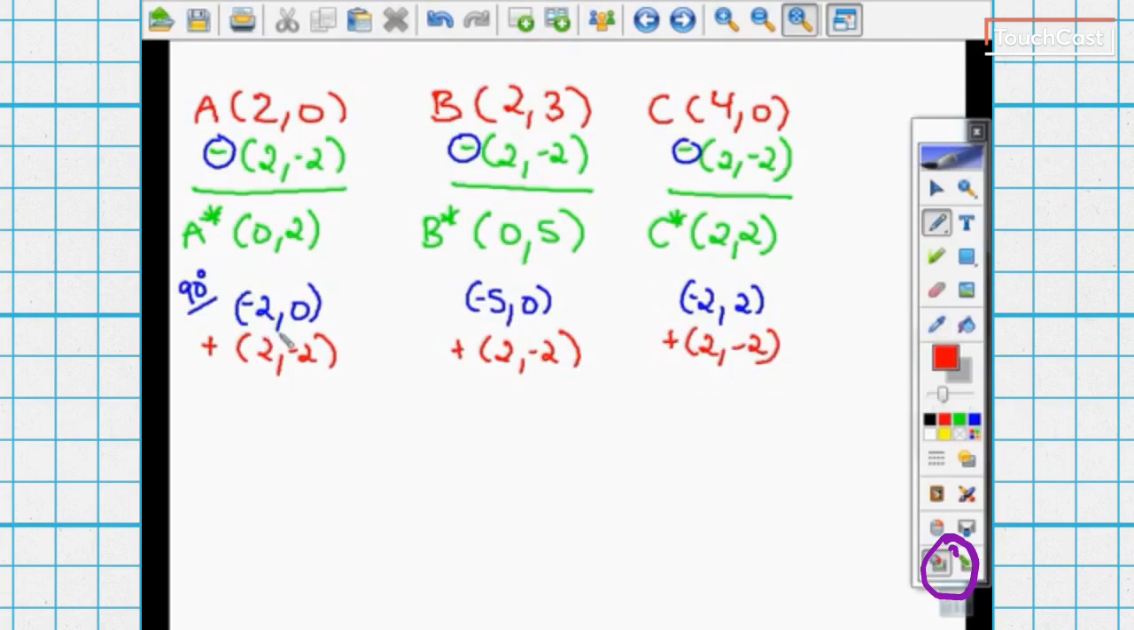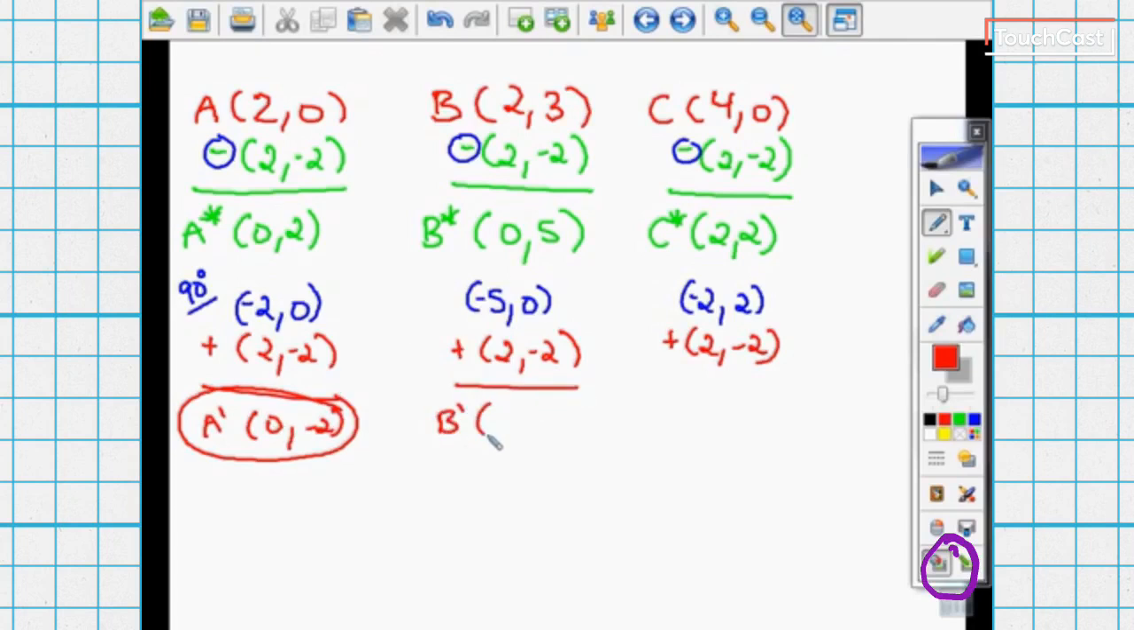Okay, so -2 plus 2 is 0. 0 plus -2 is -2. So A prime, that's this initial point, rotated about this point 90 degrees counterclockwise, gives us this ending point of 0, -2.